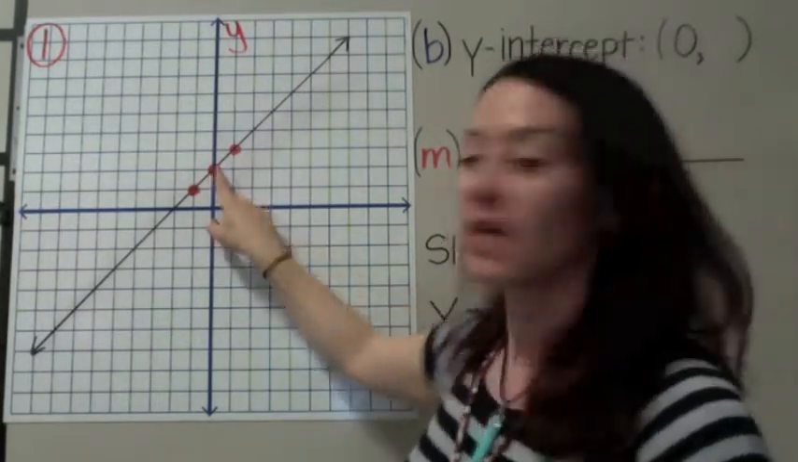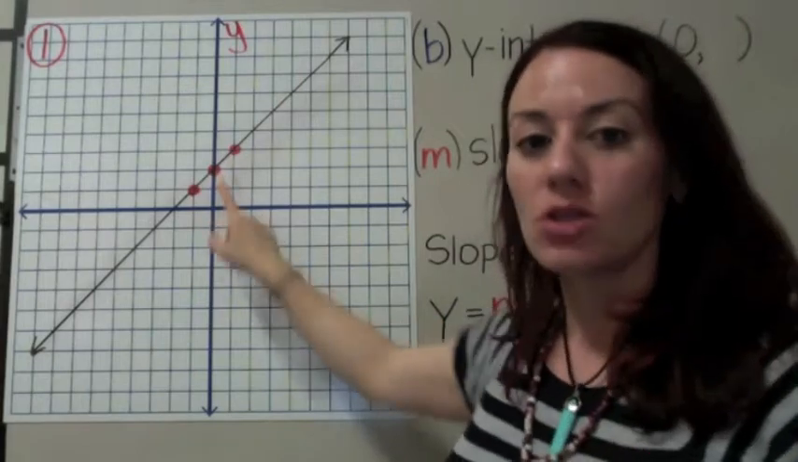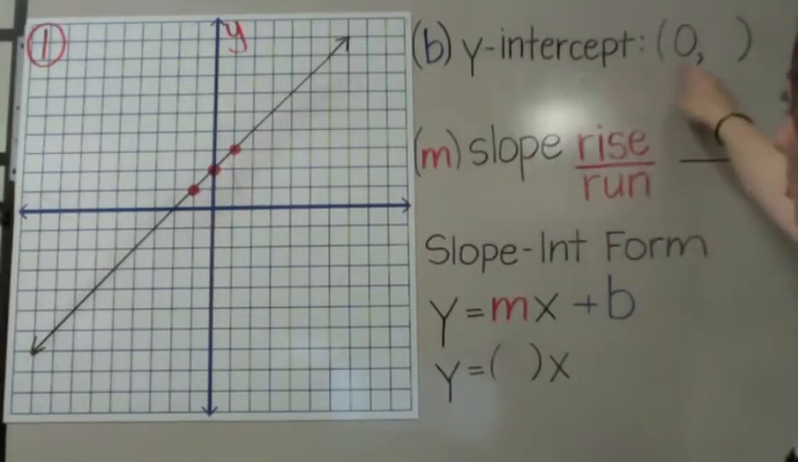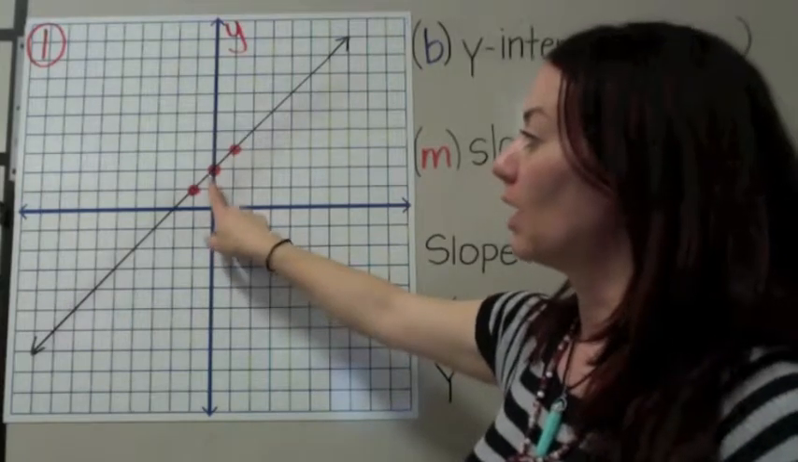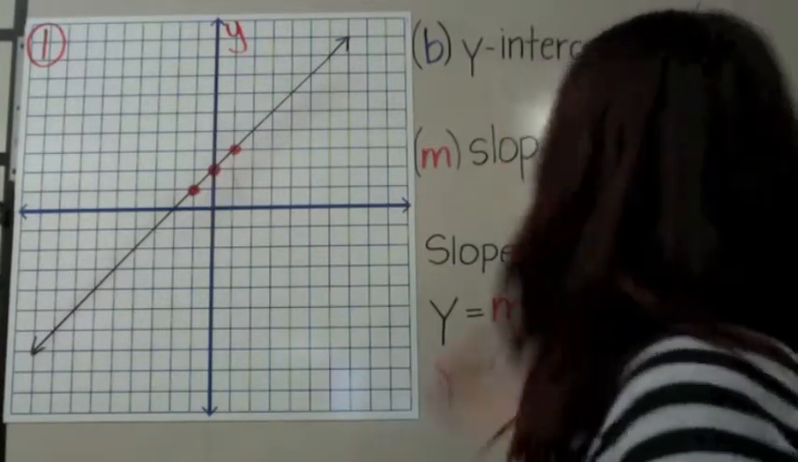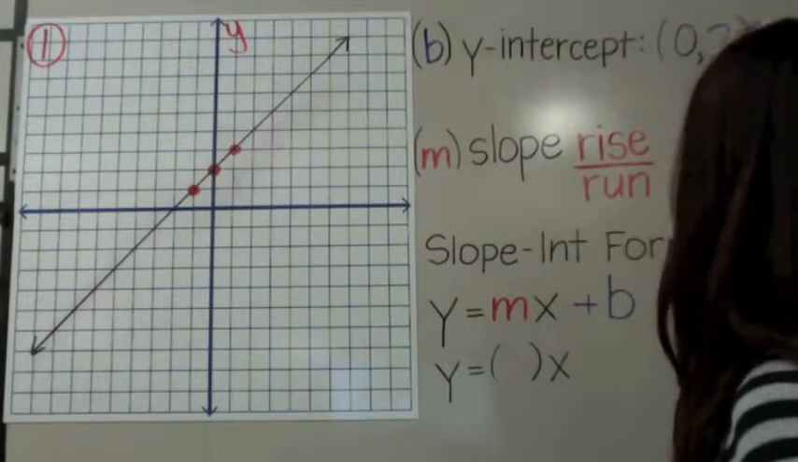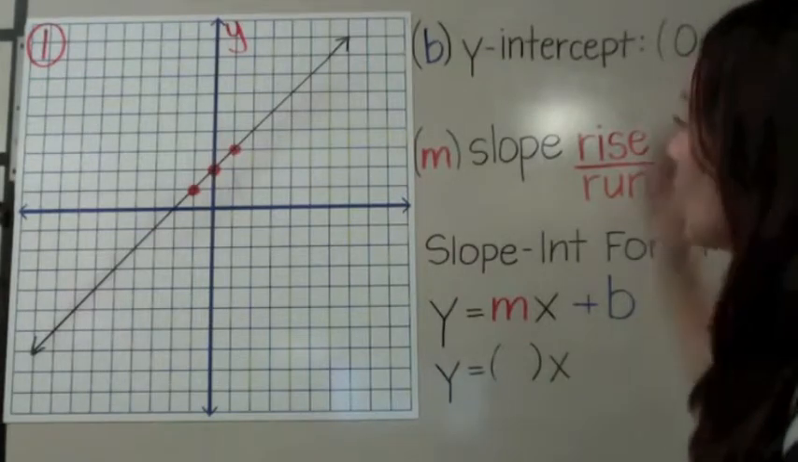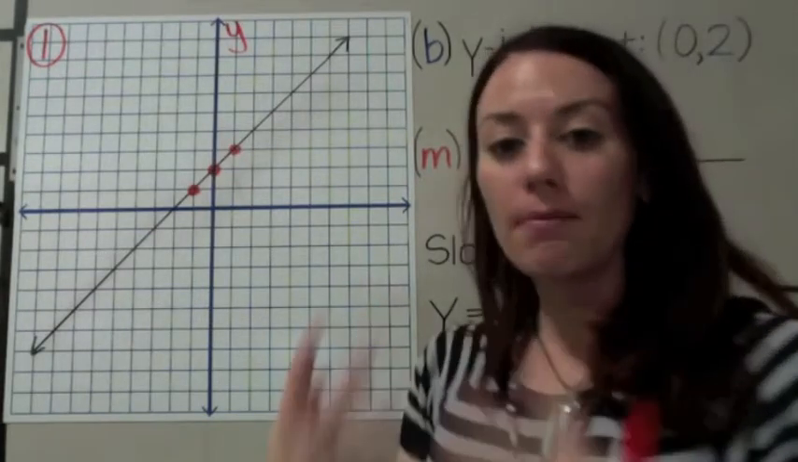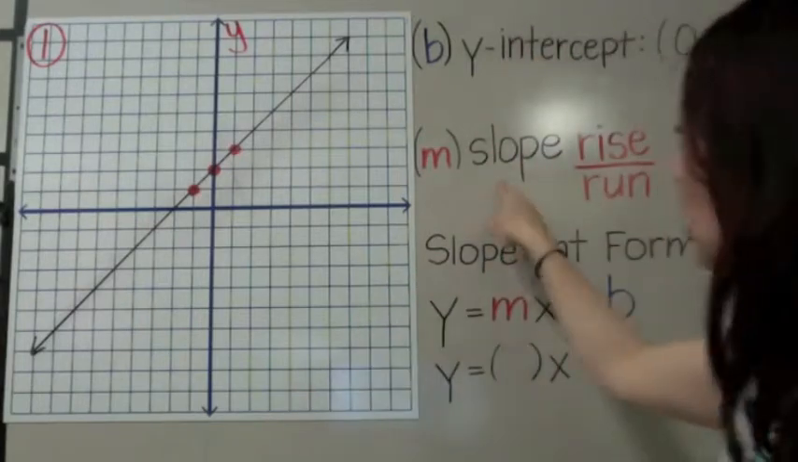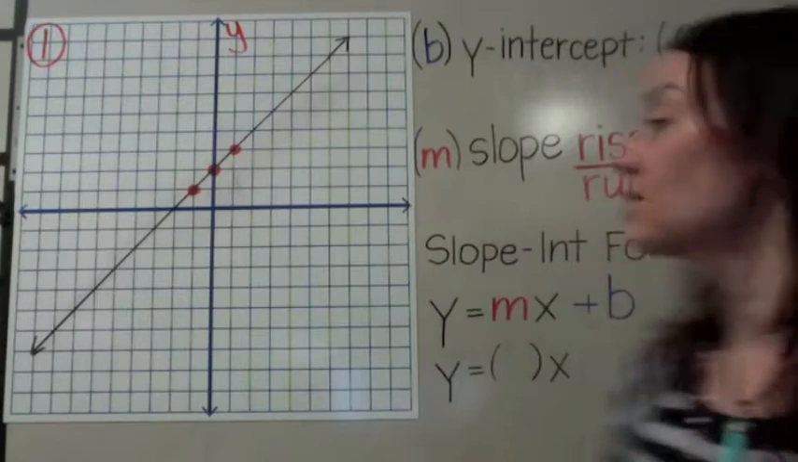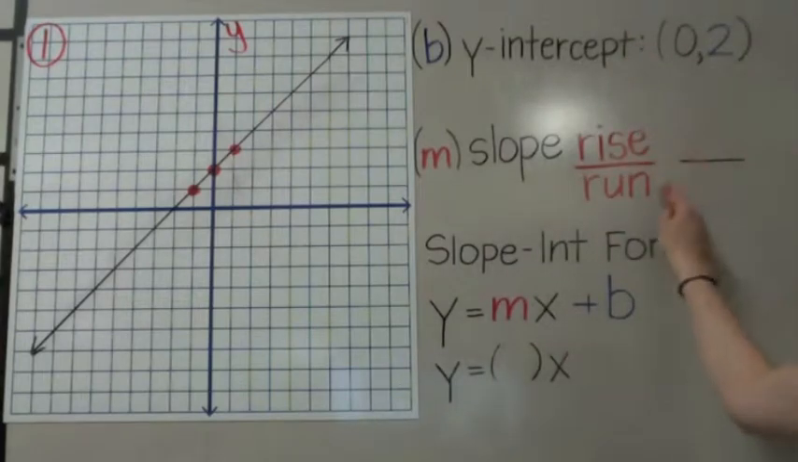And the y-intercept has a coordinate point. So you can see the y-intercept starts when x is 0. So we're going to start at 0 and go up 1, 2. Excellent. So the y-intercept is 0, 2. And from the y-intercept, you can figure out the slope. The slope is rise over run.